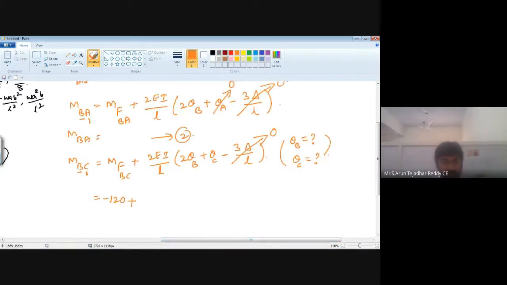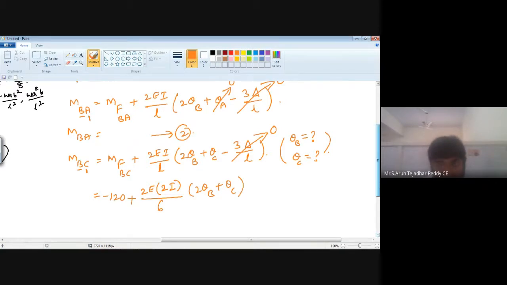It means MBC is equal to MFBC plus 2EI by L into 2 theta B plus theta C minus 3 delta by L. So here 2EI up to here. Next, in place of I, in the span of BC, given moment of inertia is 2I, by span of BC is 6 meter into 2 theta B plus theta C.